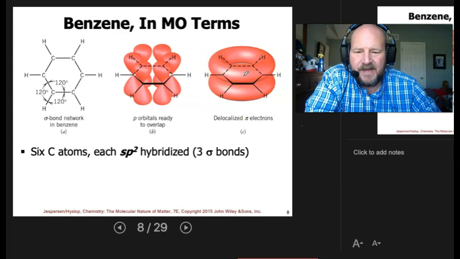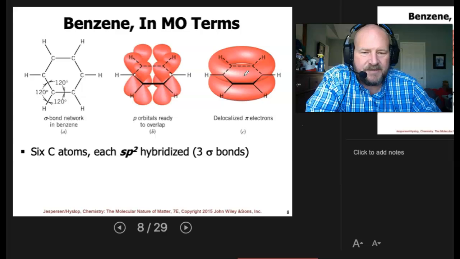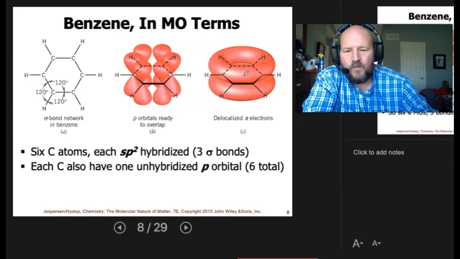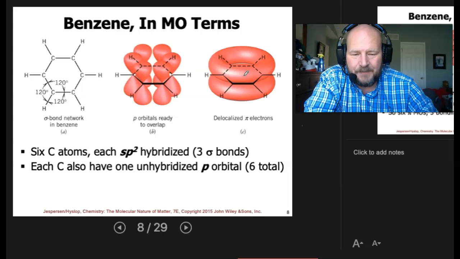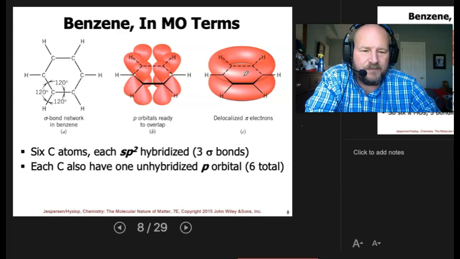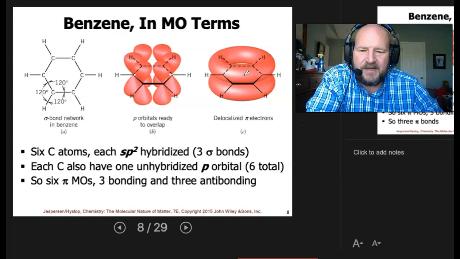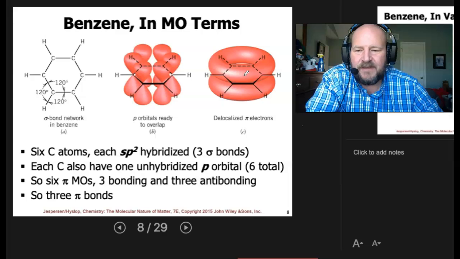So we're going to have 6 carbon atoms, each one is sp2 hybridized with 3 sigma bonds. Each carbon also has 1 unhybridized p orbital, 6 total p orbitals. So we have 6 pi MOs, 3 bonding and 3 anti-bonding. So we have 3 pi bonds.